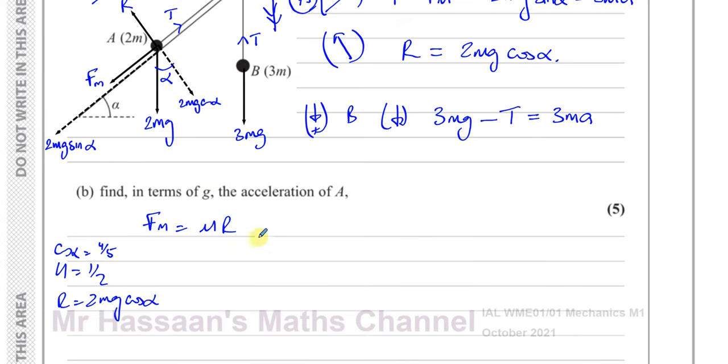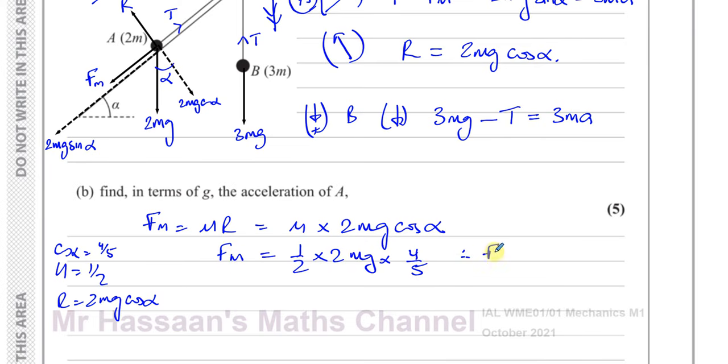Just to make it neater. This is going to be mu times 2 mg cosine alpha. So we have all this information now. We have mu is a half times 2 times mg times cosine alpha, which is 4/5. Okay, so we can say that's F max.